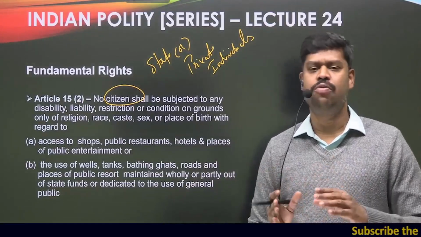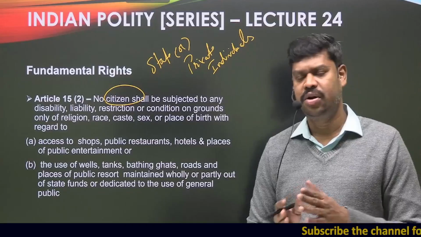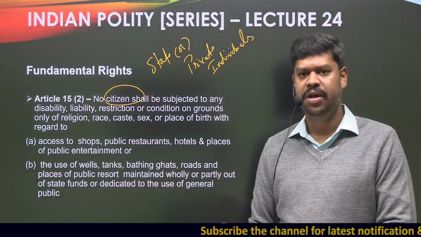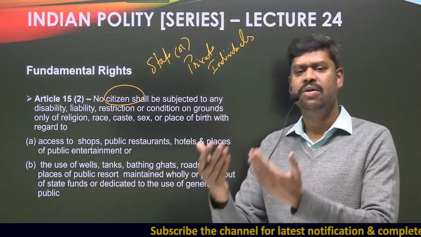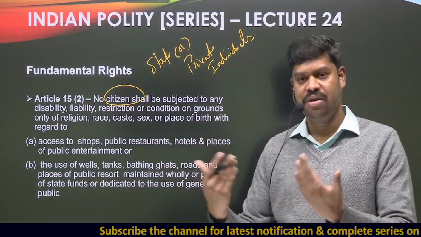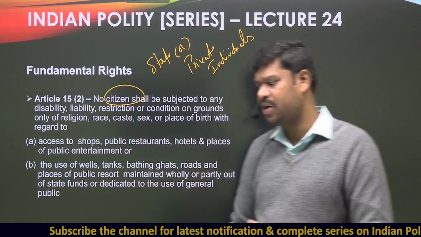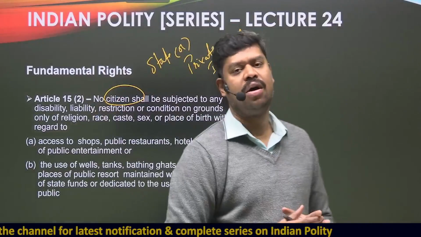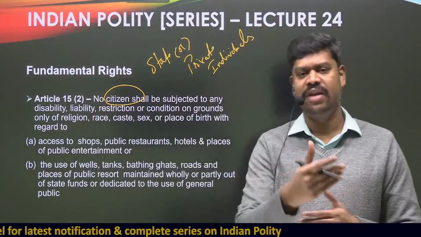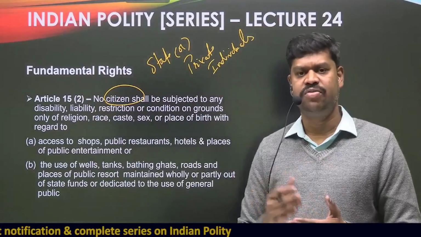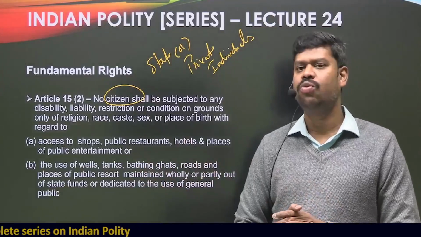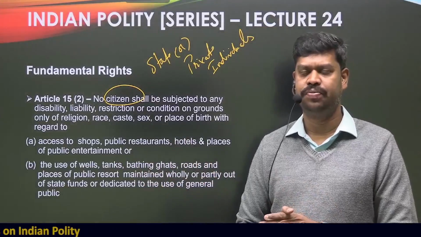It is not talking about any private place or private property, but those properties which are public in nature, or where the government is spending to maintain that particular property. In those areas, they shall not be restricted from entering or having access to any of the services on the grounds of religion, race, caste, sex, place of birth. So this is basically what you understand by Article 15 Clause 2.